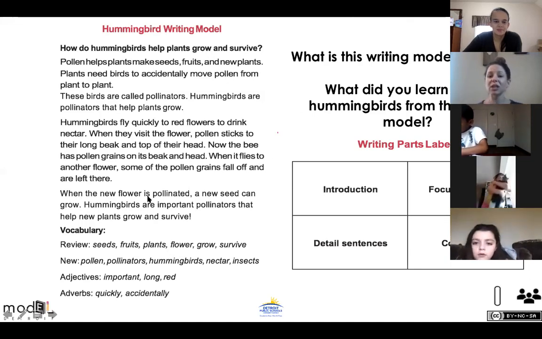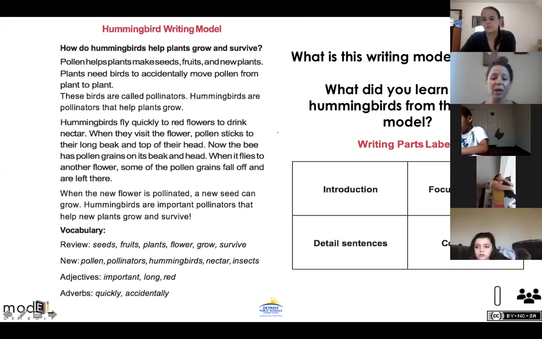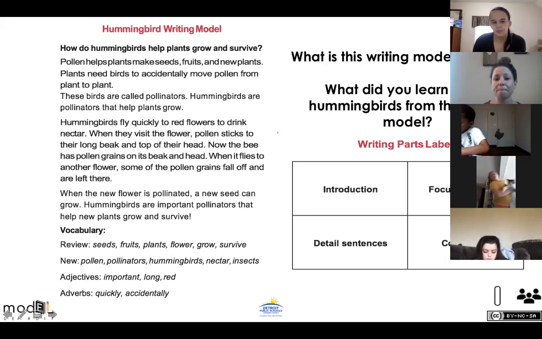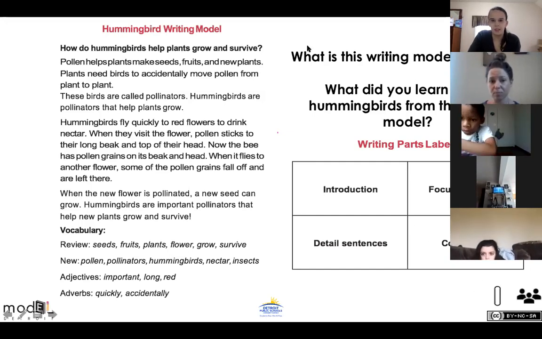So let's look at the questions. What is this writing model all about? Take a minute and think in your brain what this writing model is about. What did we learn while we read this? Go ahead and type in the chat. What is this writing all about? What's the gist or the main idea?